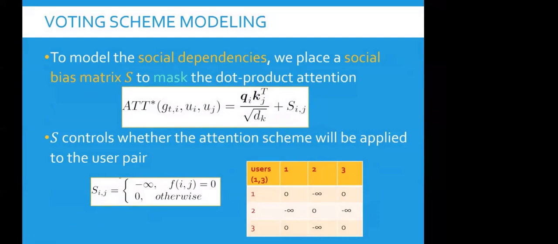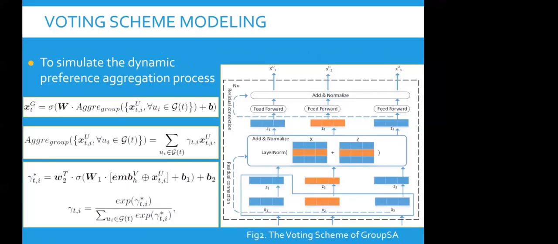As users are social animals, we often turn to friends for recommendations. The interactions with friends are also the key factors that affect our decision. To model the social dependencies, we place a social bias matrix S to mask the dot product attention, where S controls whether the attention schema will be applied to the user pair. The value of the matrix S is defined by the following rules. That is, when user u_i and u_j are not friends, the value of S will be set as negative infinity. Otherwise, S will be set as 0. The right table is an example where only user 1 and user 3 have social connections. This is the voting schema of our proposed group recommendation method.